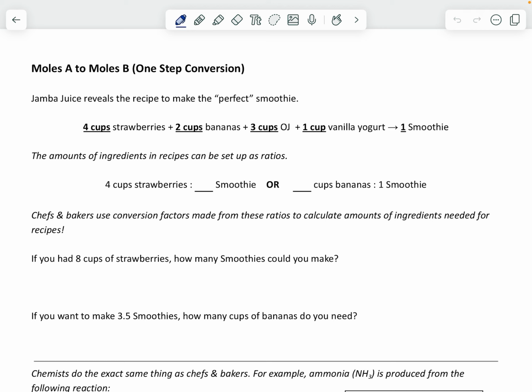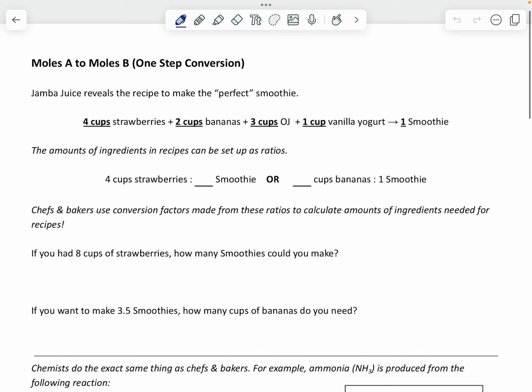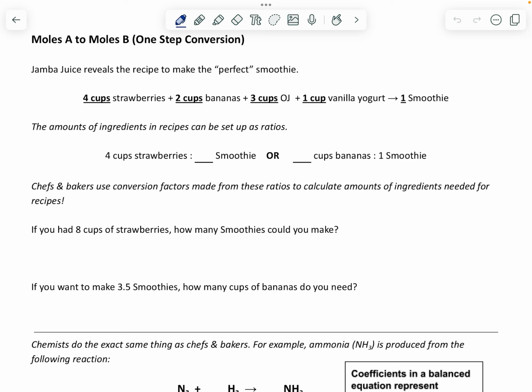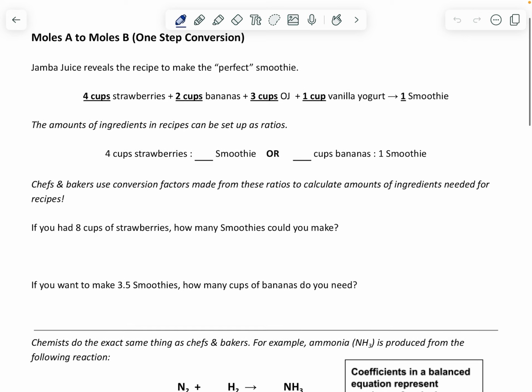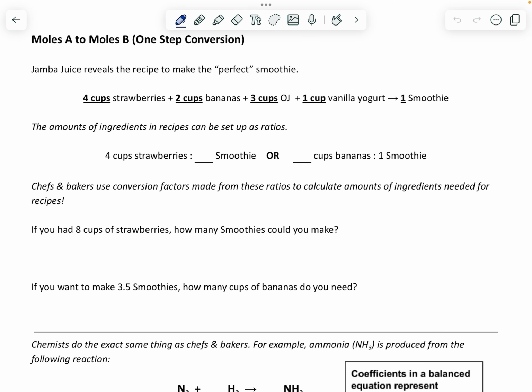So, in terms of this, we're talking about a smoothie recipe, and we see how many of each ingredient we need in order to produce the correct yield, so the amount of the product that we're looking for, which is a smoothie. And if we don't have those correct ingredients, then we can't expect to have the correct product nor the correct amount of that product in the end.